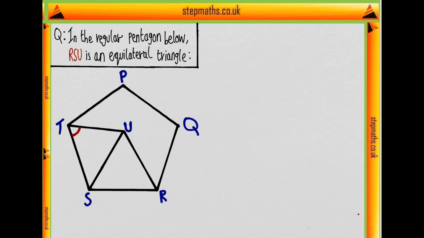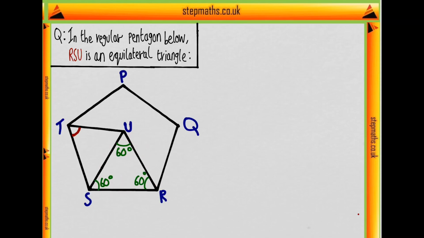So, where do we start on this? Well, what's the easiest information we can get down on our diagram? Probably this. RSU is an equilateral triangle. So we're trying to find out about angles, and this means that all three of these angles are 60 degrees. And that sounds very helpful, so let's put that on.